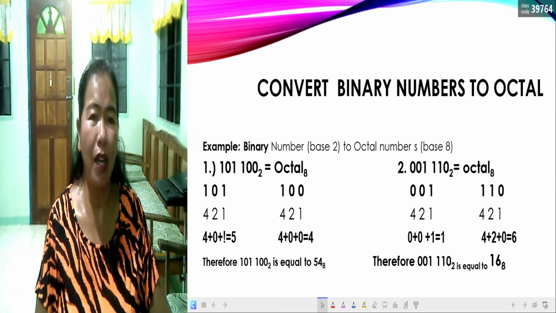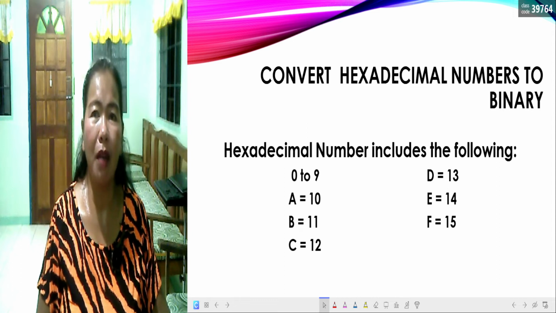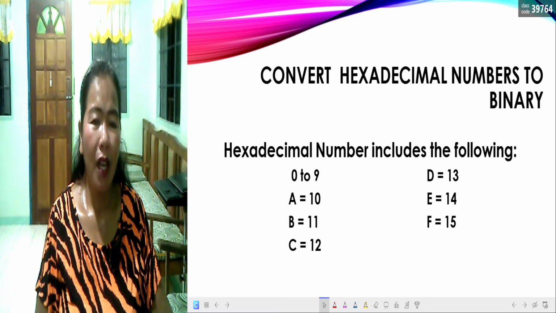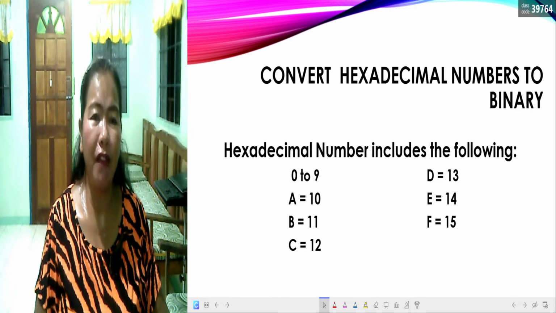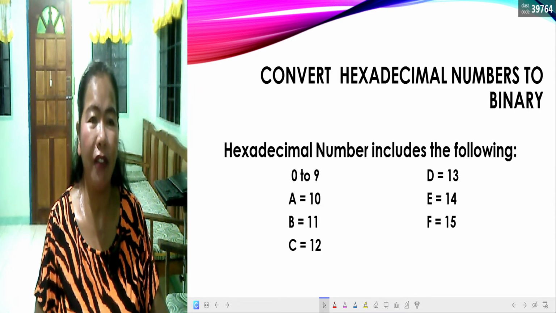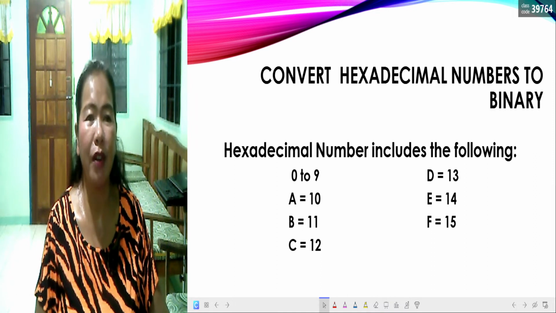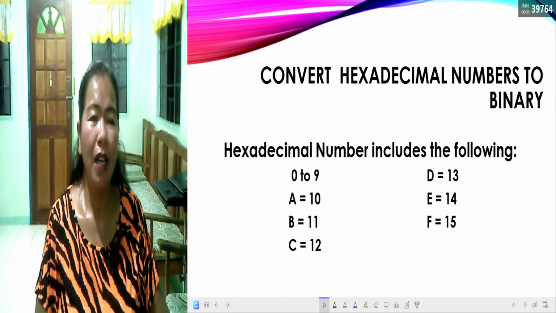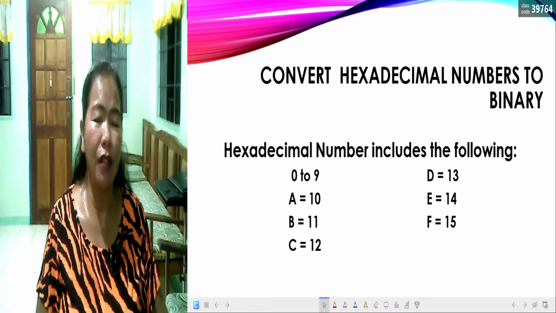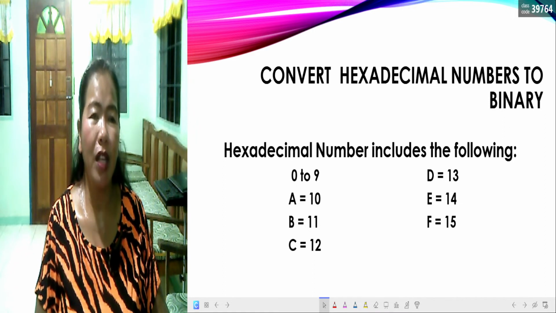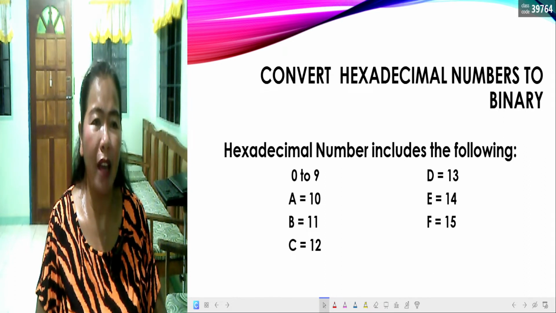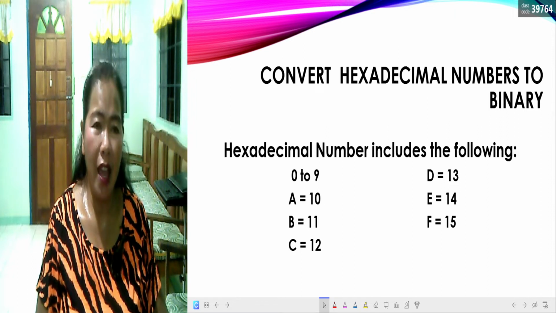Okay, so let us have the last one: converting hexadecimal numbers to binary numbers. I think this is more complicated than the previous two number systems because hexadecimal numbers include numbers from 0 to 9, and it also includes letters from A to F, where A is equal to 10, meaning the continuation of number 9. So instead of writing 10, you are not allowed to use 10 anymore, but rather it should be A.